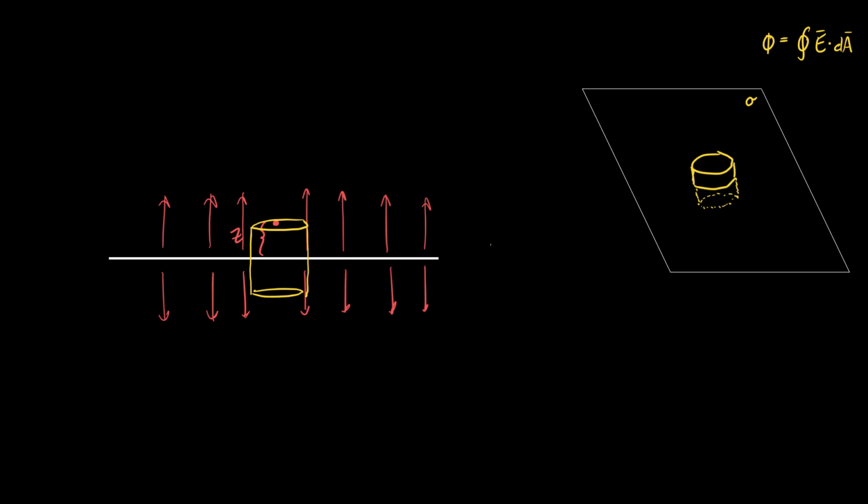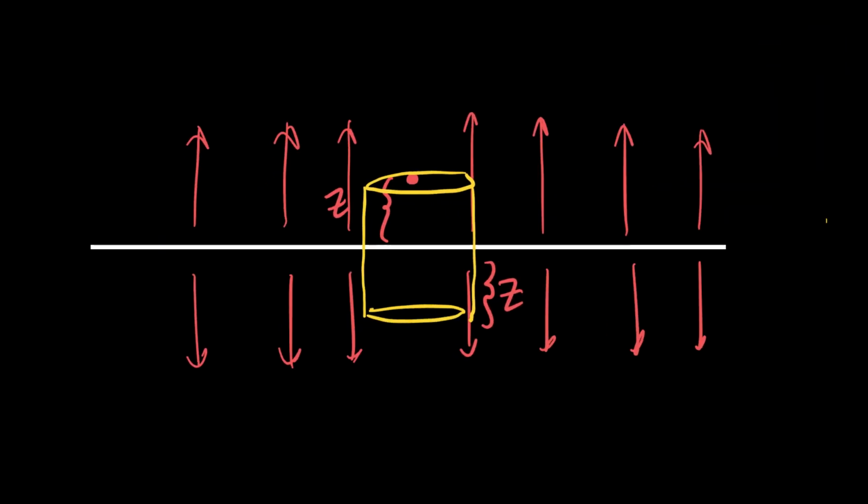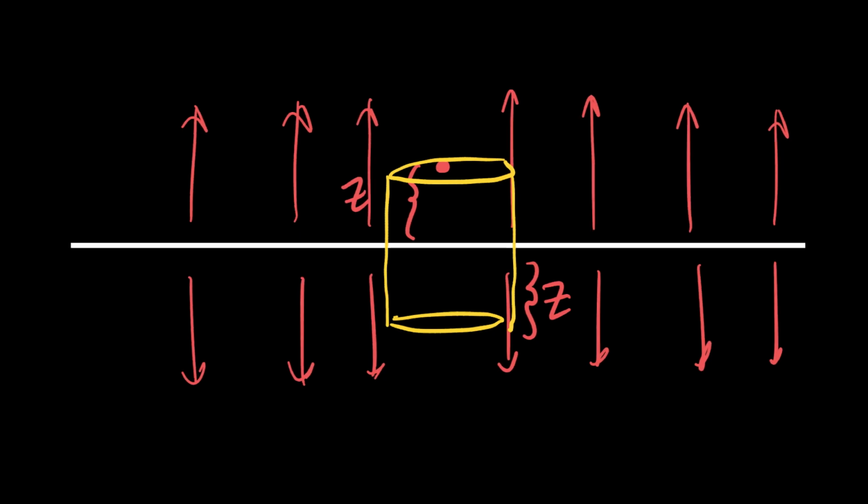In evaluating it, I want to make sure I take my can, my cylinder, and center it so that I have equal distance on top and bottom, so that this is also Z. Does that make sense? I'm trying to exploit that symmetry a little bit and make sure that I have a symmetrical shape here.